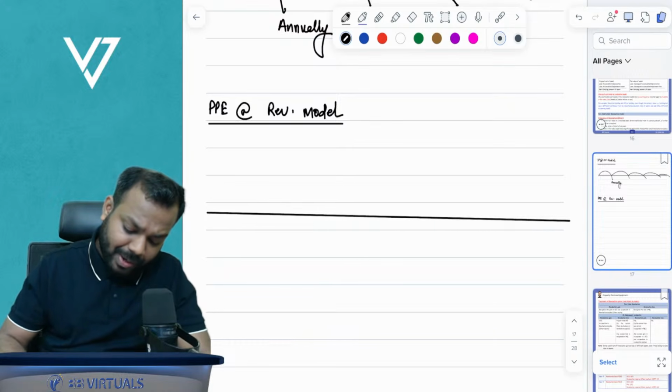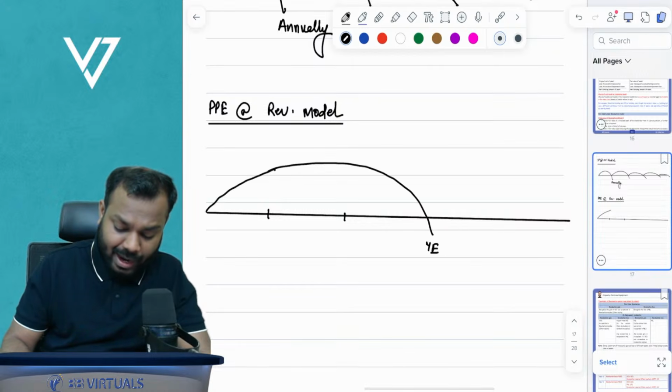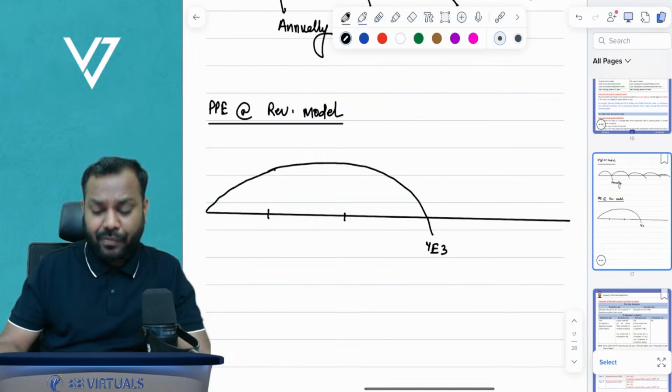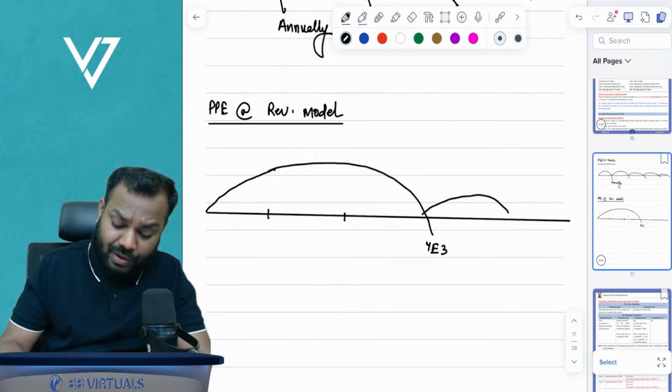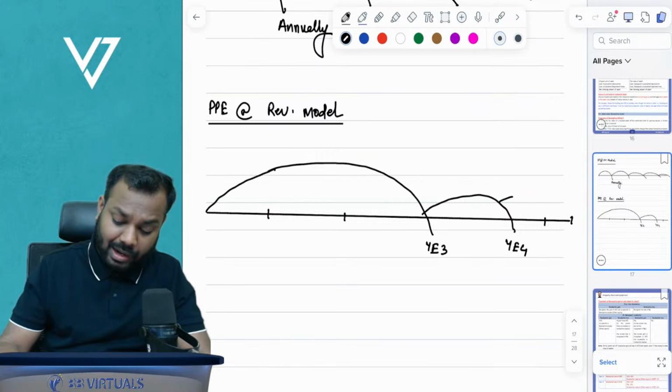We purchase the asset, we might not revalue. Year end 1 past, year end 2 past, we might not revalue. But when we feel there is a material difference, then I will come and get it revalued. Might be at year end 3 I get it revalued. Then again at year end 4 I feel there is a material difference, so again I got it revalued. Year end 5 again no material difference. Year end 6 I can come and get it revalued.